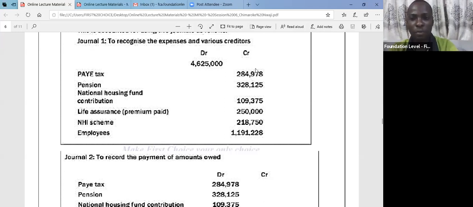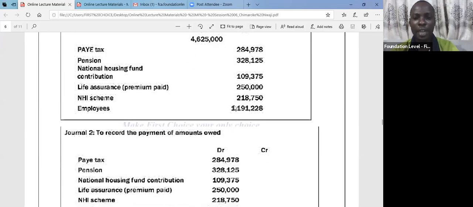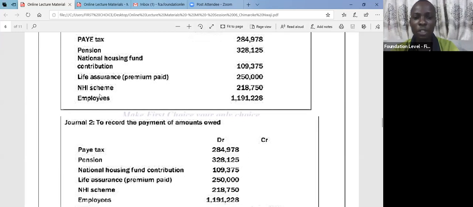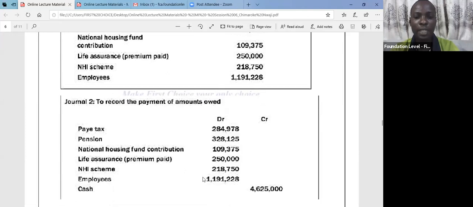Maybe if you're using QuickBooks or other accounting software, you'll see them as credits because you are owing them; they are liabilities. When you start settling these liabilities, you go to the debit side to show that you have started settling them. Then there is the place they call employees, which is supposed to be your net salary. As you are settling the net salary, you are using cash or bank to settle all of them.